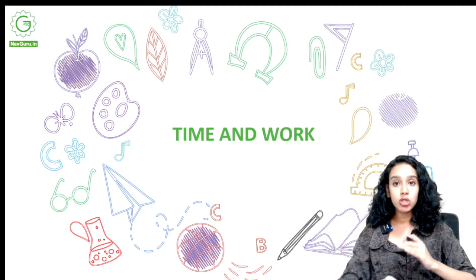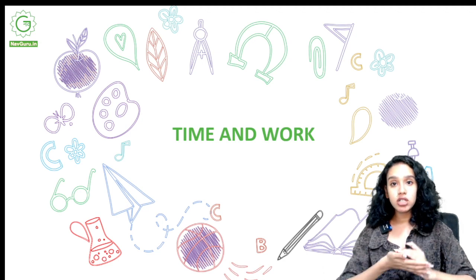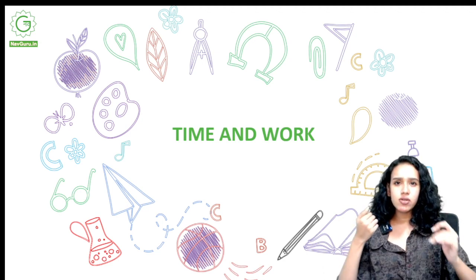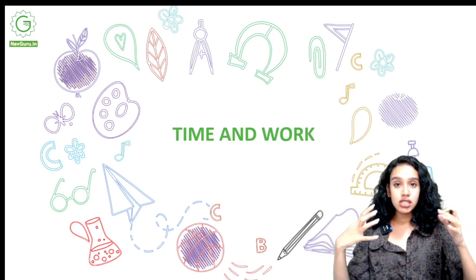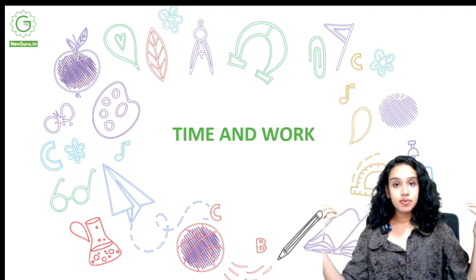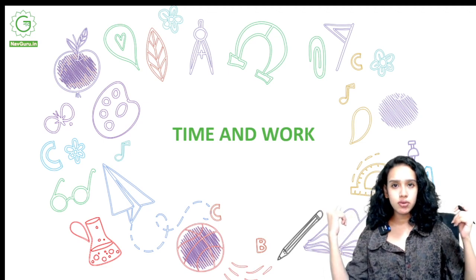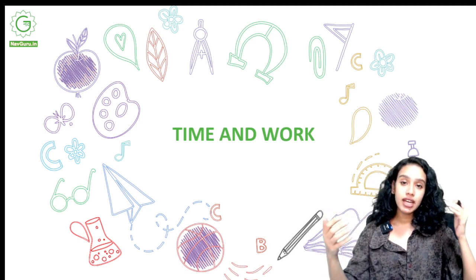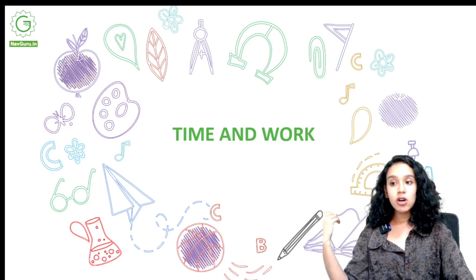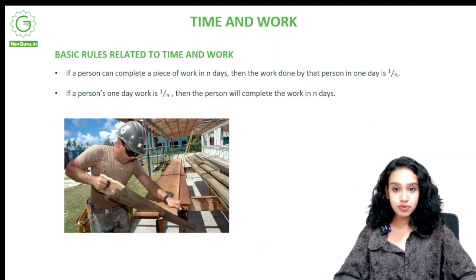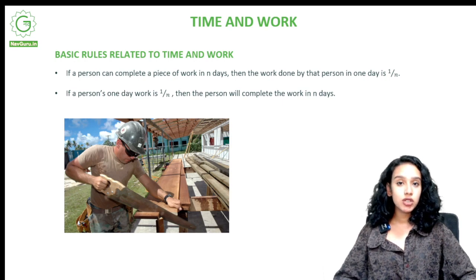We find out what is efficient, and we find out what is the total time taken by each person to do the work, and we'll actually find out the time required by both of them together to do the work. That's how we find out the efficiency of how a person does the work, right? We'll talk about all these things in this chapter. So, basic rules related to time and work.